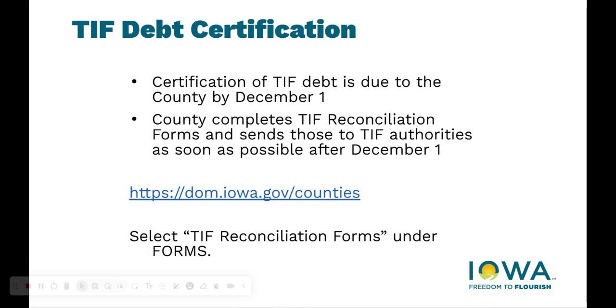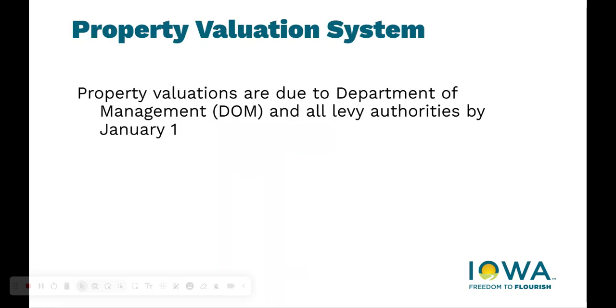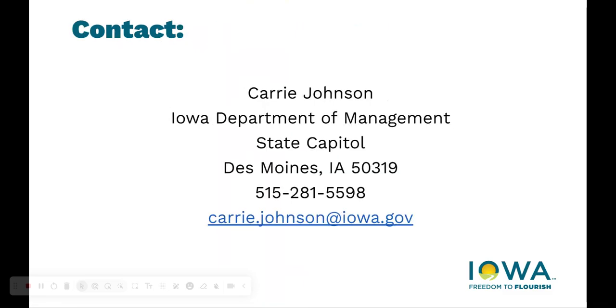To find those forms, you can go to our county resource page here, and you can see the TIF reconciliation forms under the form option. And it is just an Excel spreadsheet. There have been few changes to that over the past number of years, so that's available to you. The property valuation system is open and has been open for a while. Your values are actually due to Department of Management and to all the levy authorities by January 1. And that would technically be January 2nd, since January 1st is a holiday.